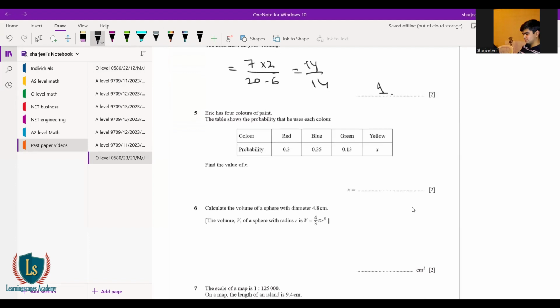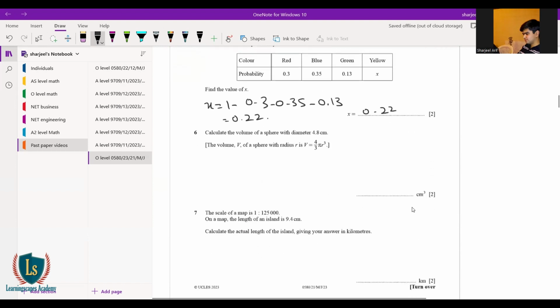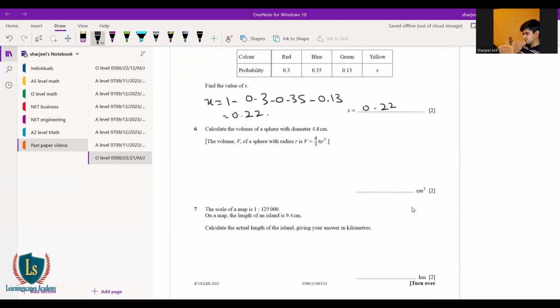For question number 5, the total probability is always 1. So if we have to find x, we have to deduct the given probabilities from 1. So this will become 0.22. So that is our answer. For question number 6, we have to find the volume of the sphere. The formula is given. Diameter is 4.8, so radius will be 2.4, and the volume will be equal to 4 by 3 into pi into 2.4 whole cube. So our answer will be 57.9.